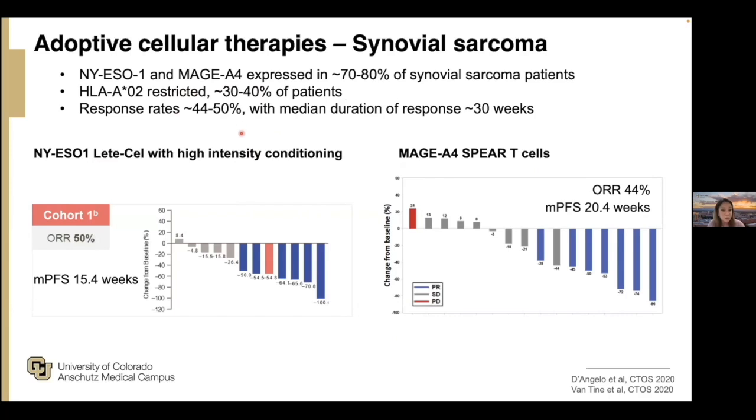Response rates are 44 to 50% depending on the agent. And if they achieve a response, the median duration of the response is about 30 weeks. So clearly exciting, lots to learn here. And unfortunately, we just need more sarcomas to actually have these targets, or come up with targets that are more expressed on other types so that we can start exploring these therapies more broadly.